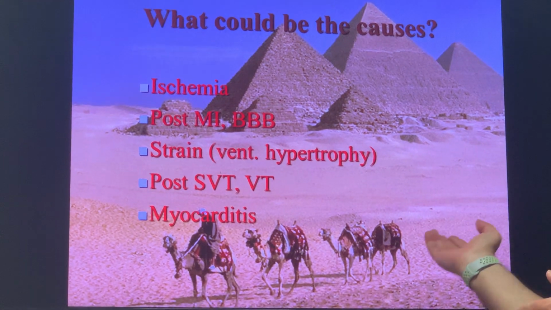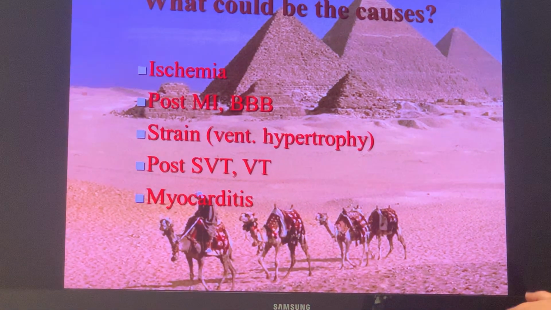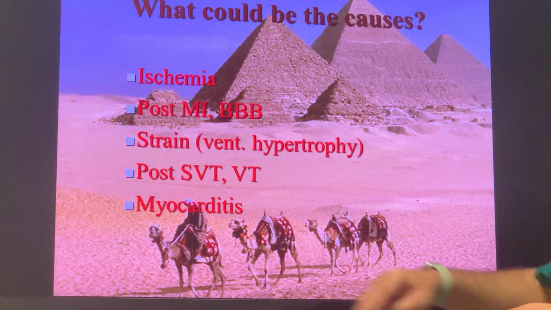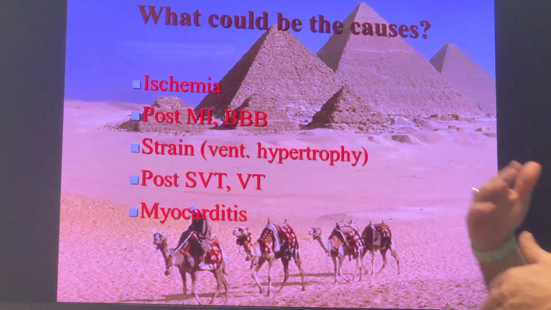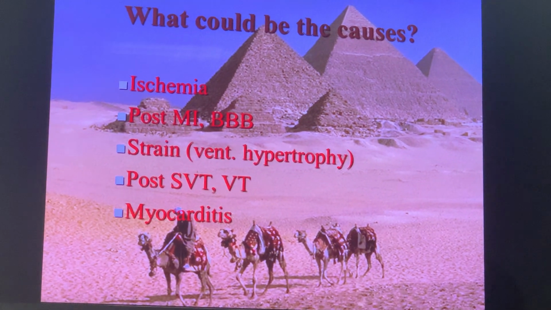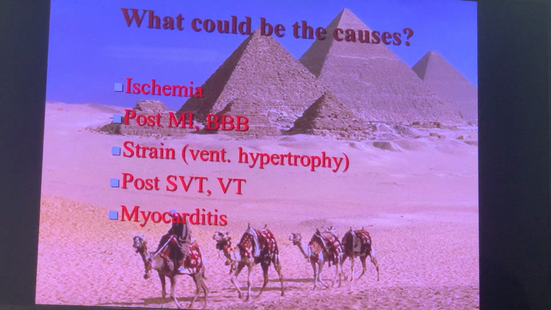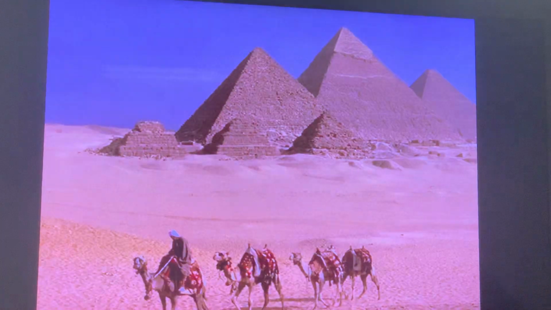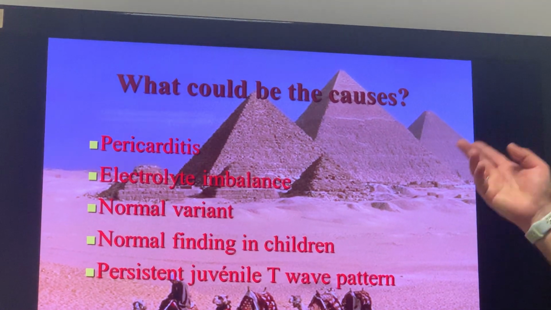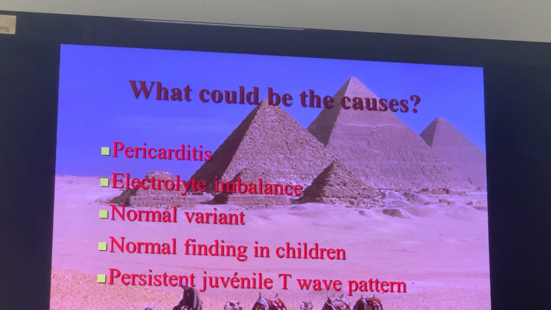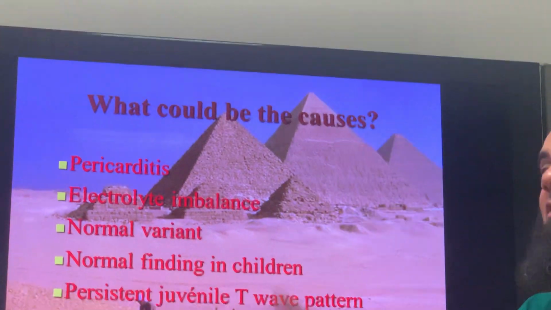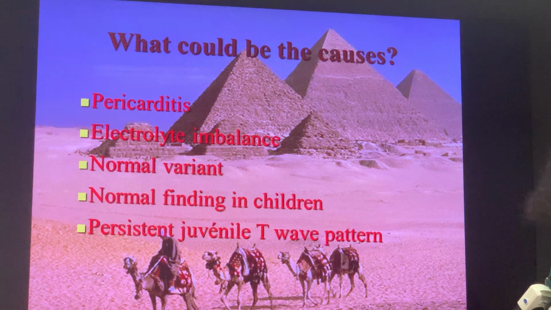Bundle branch block, we have seen it just last session. Strain pattern in hypertrophy, as we saw in the last session. Post SVT or VTAC due to the demand. Myocarditis can be there, even pericarditis in the evolving stage, and some electrolyte imbalance. We know that hypokalemia and hyperkalemia can affect it.